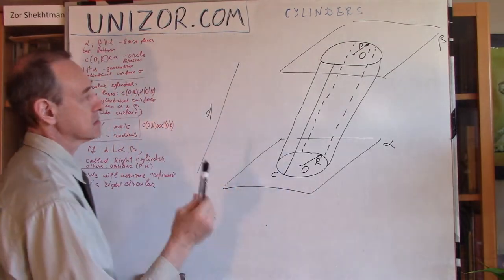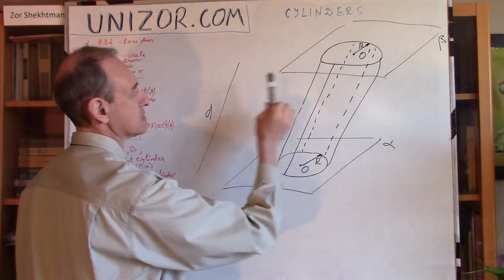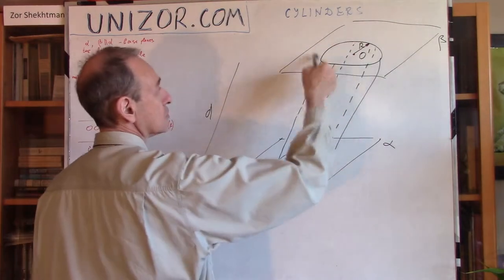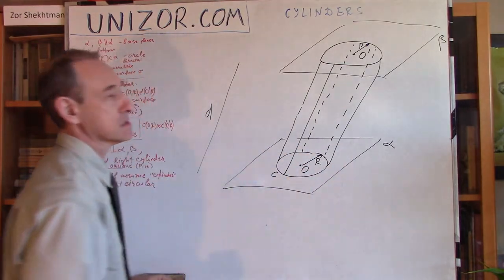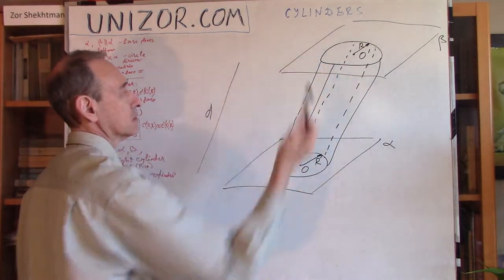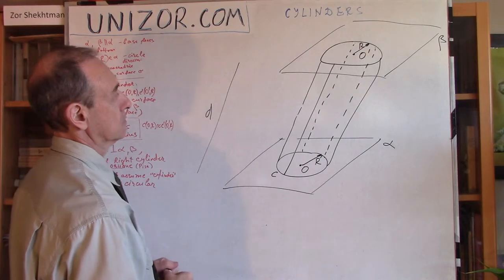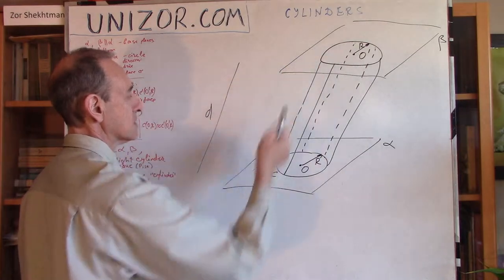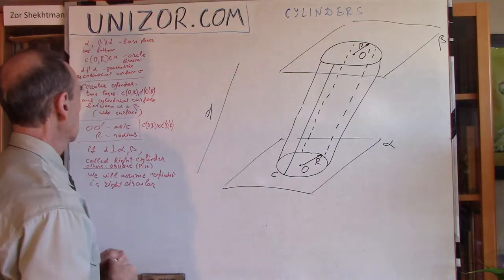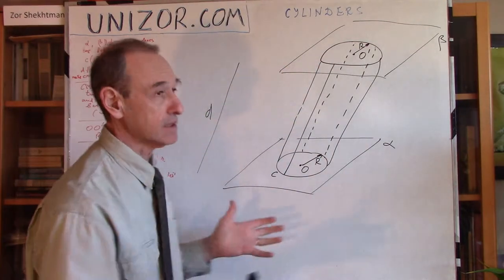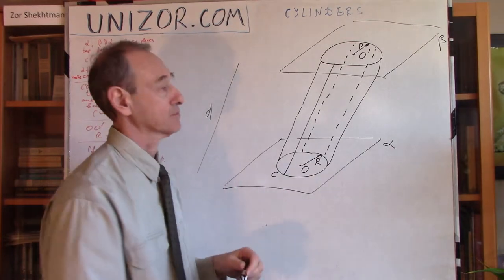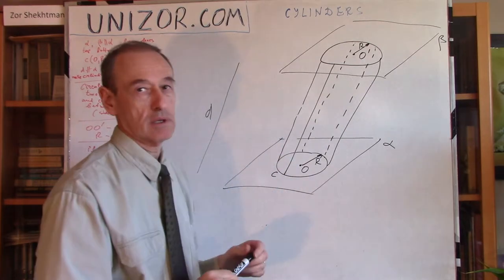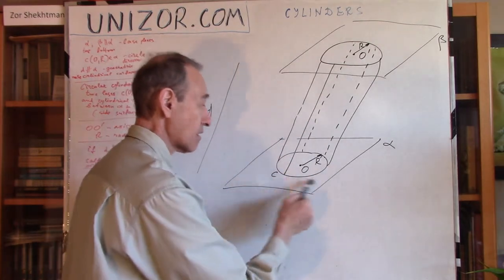So a cylinder consists of a cylindrical surface in between these two base parallel planes and two base circles. Let's call them bottom and top. They're base circles, top circle and bottom circle, top base and bottom base. So that's basically it. This is a cylinder. Now, to be more precise, this is a circular cylinder because this is a circle.